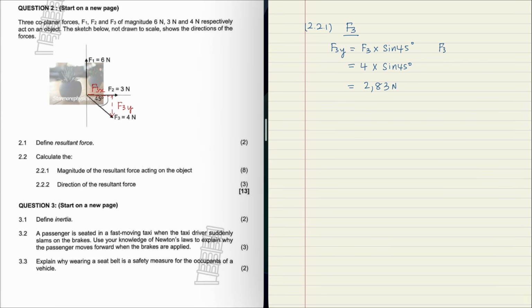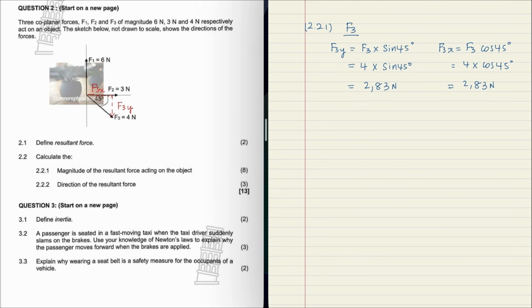Then we'll repeat for F3x. F3x is going to equal F3. Now if you look at where F3x is, it is adjacent, so we will use cos 45. That's going to be 4 times cos of 45 degrees, which is the same thing, 2,83 newtons. Now to get the resultant, we need to add up all the forces in the y direction and all the forces in the x direction.